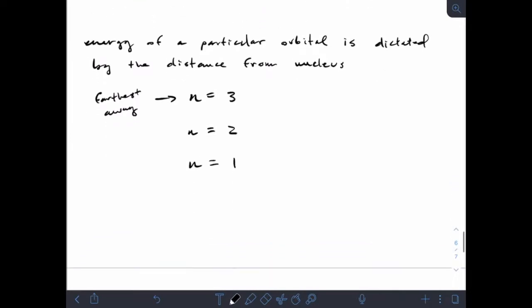Right, so the amount of energy is directly related to the n value. So n equals 3 is okay. N equals 2 is better because it's closer and lower in energy. N equals 1 is best, okay, because it has the lowest energy.